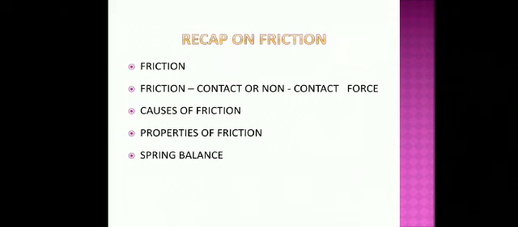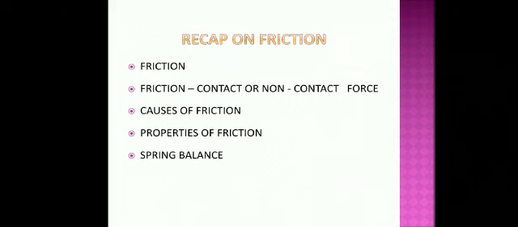So, smooth surfaces have minute irregularities between the two surfaces. Rough surfaces have larger irregularities between the two surfaces. So, the friction will be more if the surfaces are rough. The friction will be less if the surfaces are smooth. Properties of friction.